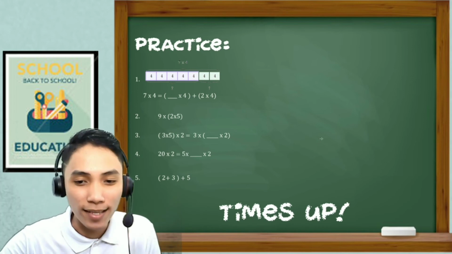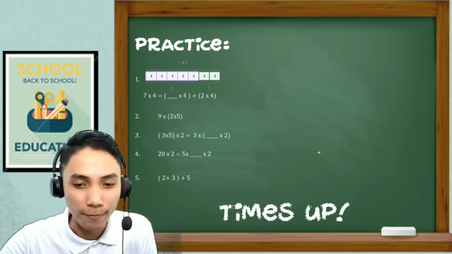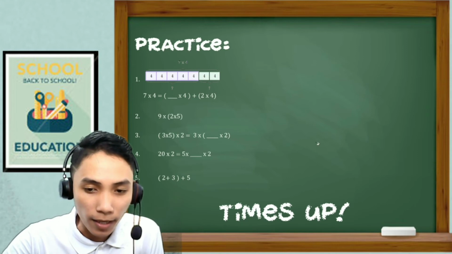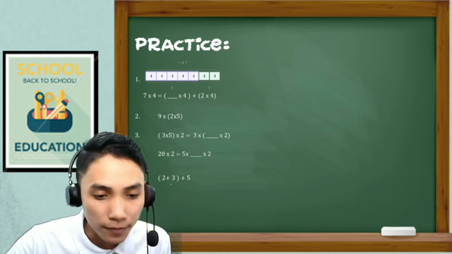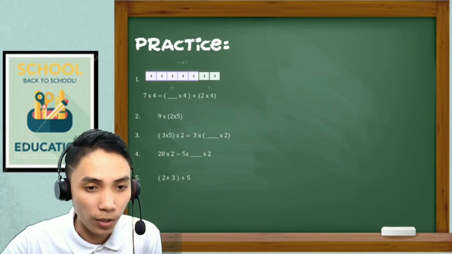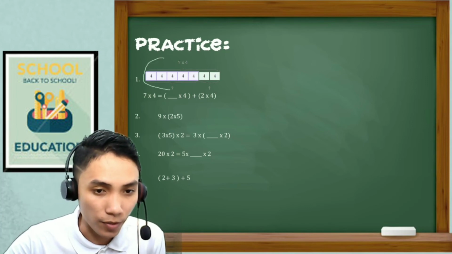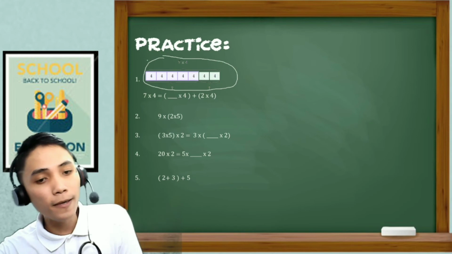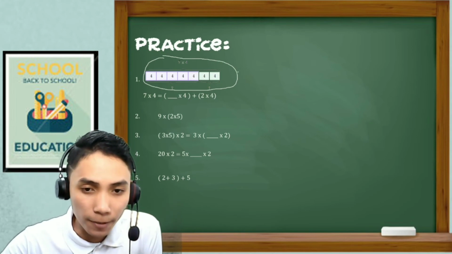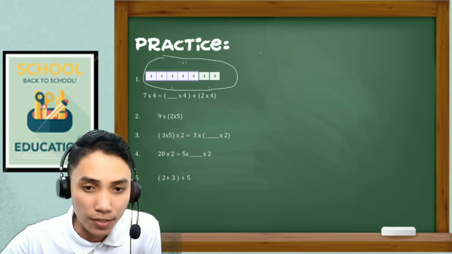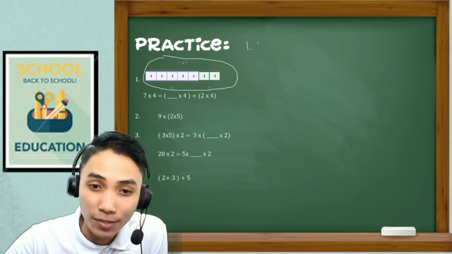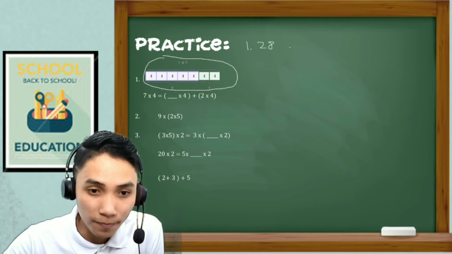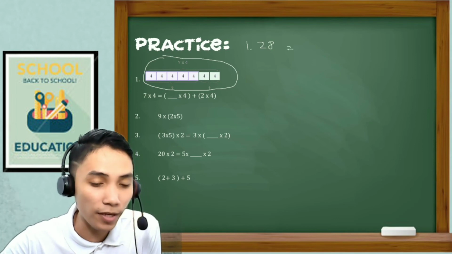Okay, so let's answer the following problem. Now look at this one. We have here number one. If you can see number one, we have the illustration here. So 7 times 4 is equal to 28.